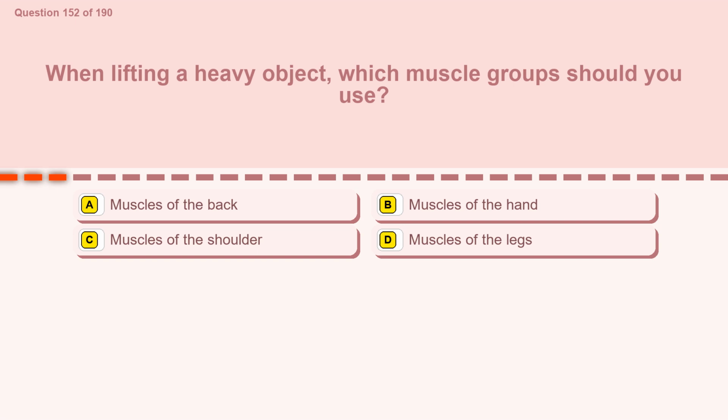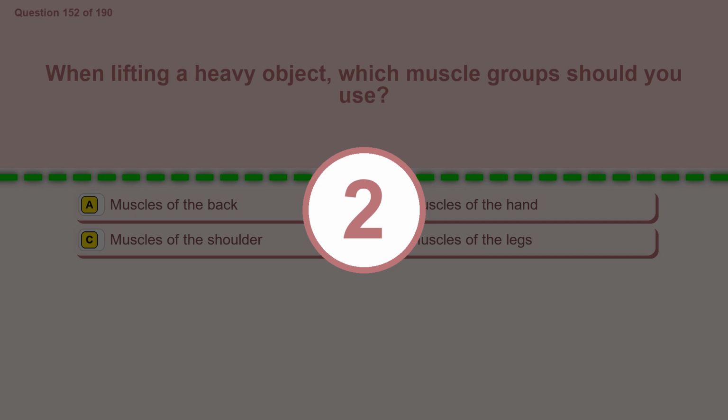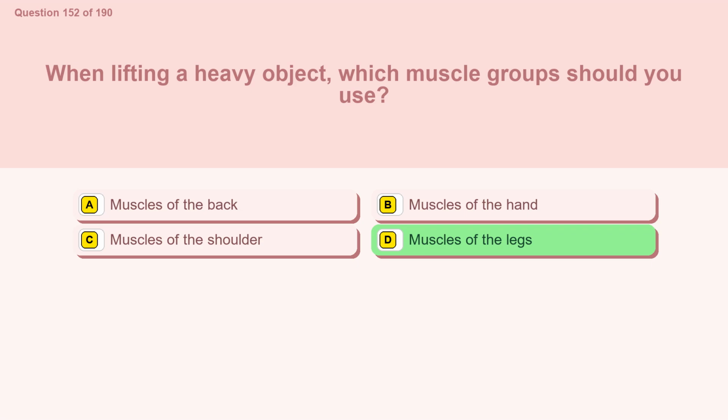Question 152. When lifting a heavy object, which muscle groups should you use? Option A. Muscles of the back. Option B. Muscles of the hand. Option C. Muscles of the shoulder. Option D. Muscles of the legs. The correct answer is option D.